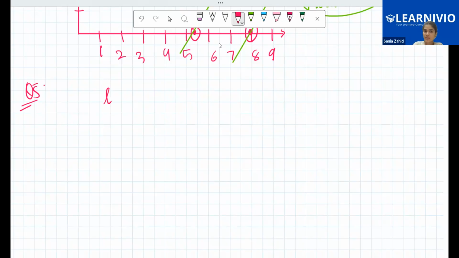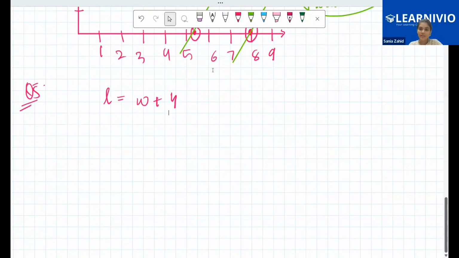So length is basically 4 meter more than width. So can I write L is equals to W plus 4? Can I write it like this? Yes. Okay. Next, it is given perimeter is 36 meter. So now perimeter is also given to you. What is the formula for perimeter of a rectangle?